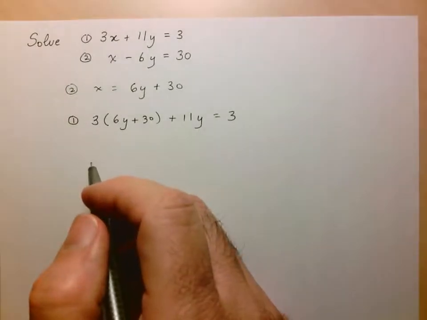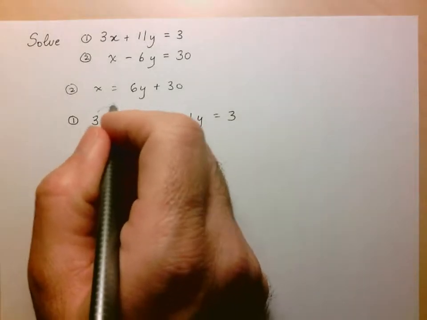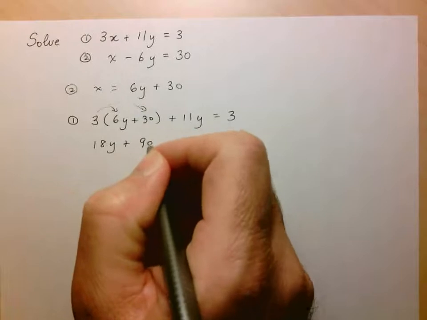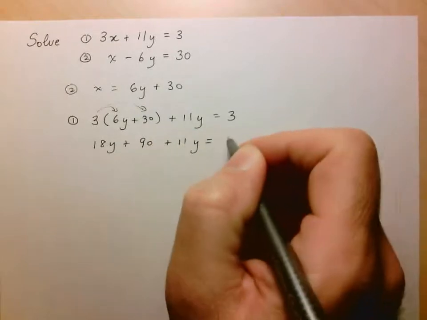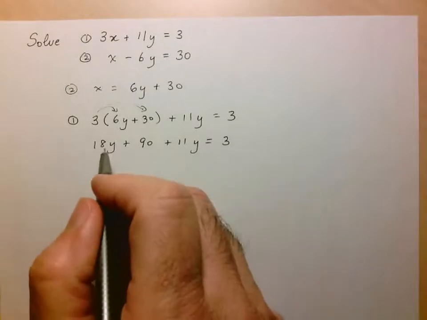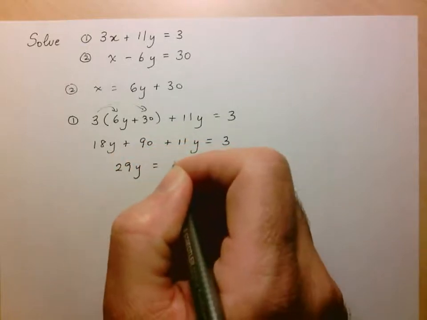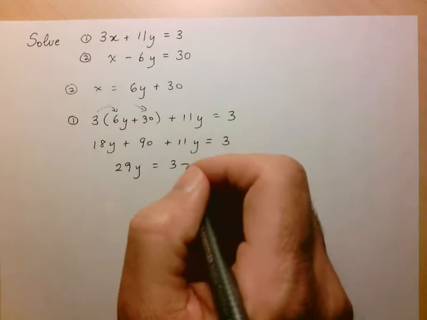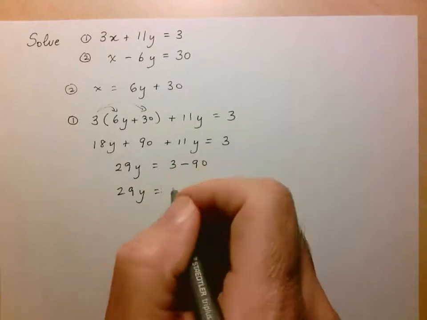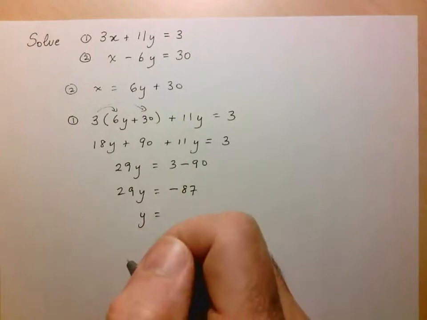Now I use my usual tricks for solving this equation. First thing is to simplify both sides, so I'm going to distribute the 3. So here I have 18y plus 3 times 30 is 90, plus 11y is equal to 3. Keep the y's to one side, bring the other numbers to the other side. So 11 plus 18 is 29y, and I'll bring the 90 to the other side, so minus 90. So I have 29y equals 3 minus 90, which is negative 87.